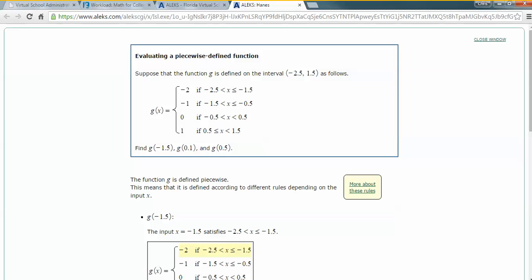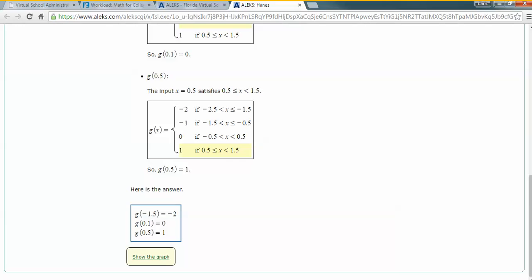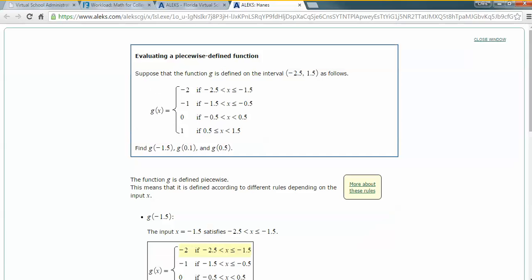So since it belongs there, this is the one we're going to use. And what is the output if we use this bottom one, the fourth one? The output is 1. Therefore, g of 0.5 should be 1, and it is.